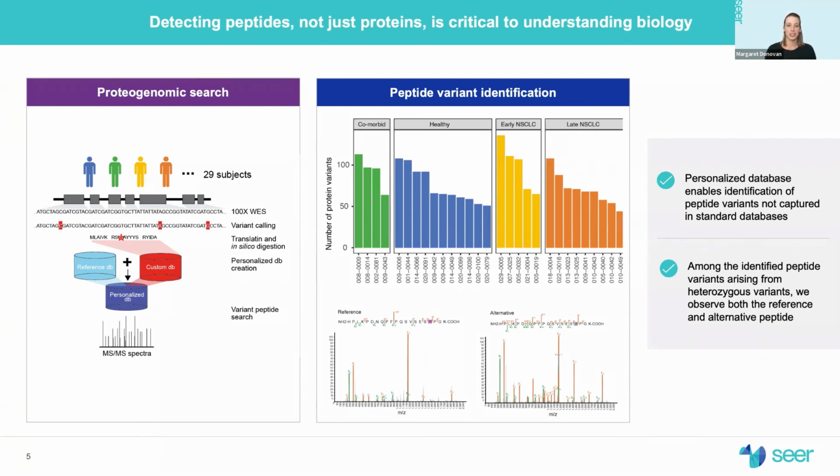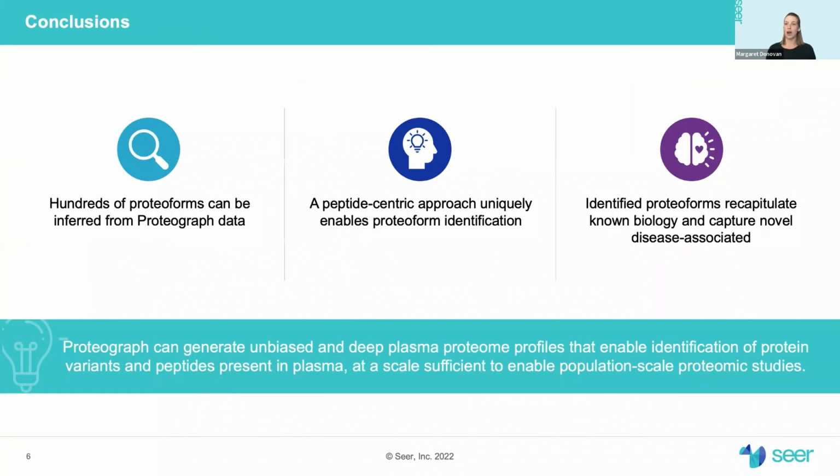Together, what our work shows is that hundreds of proteoforms can be inferred from Proteograph data. A peptide-centric approach uniquely enables proteoform identification, and these identified proteoforms recapitulate known biology as well as capture new disease-associated biology. Together, this tells us that Proteograph can generate unbiased and deep plasma proteome profiles that enable identification of protein variants and peptides present in plasma at scale sufficient to enable population scale proteomic and proteogenomic studies.